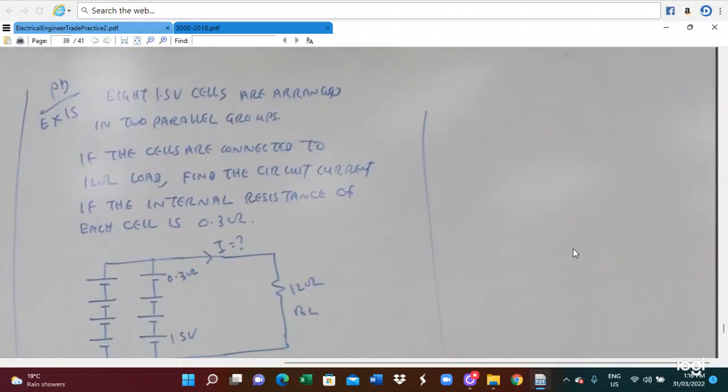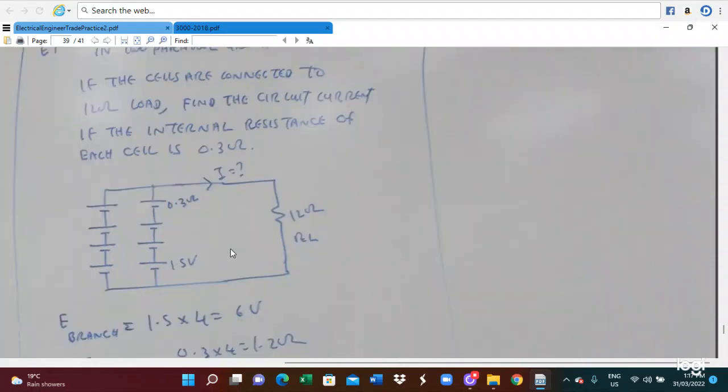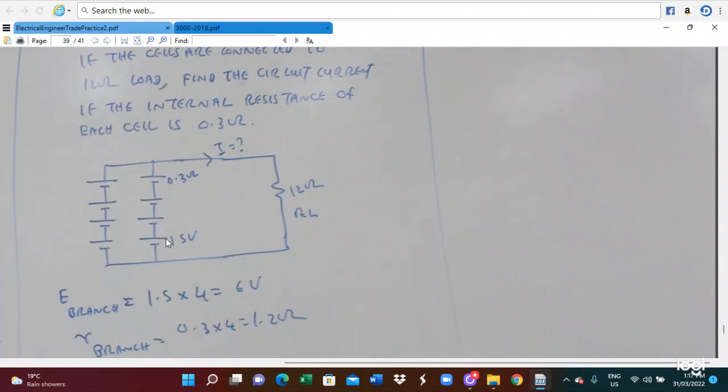Next, these 1.5 volt cells are arranged in two parallel groups, and the cells are connected to a 12 ohm load. We have to find the current. So this is the battery connection. In this case, each branch has 6 cells in series, so 1.5 multiplied by 4 gives 6 volts.